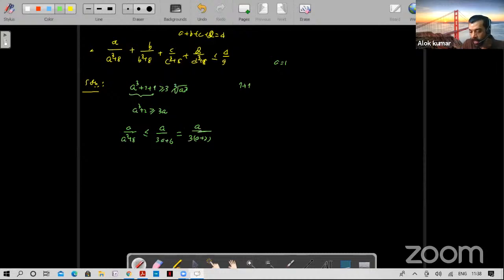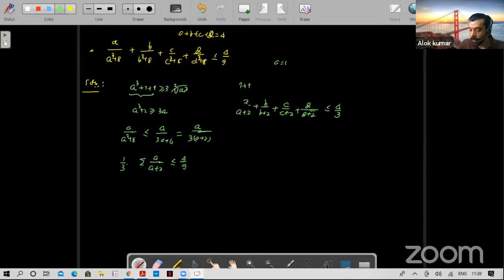Once I know how to deal with this term, other terms follow suit, and I can write 1 over 3 times sigma a over a plus 2. That gives me a over a plus 2 plus b over b plus 2. It's sometimes better to write in full. It gives you a feeling. Sigma somehow hides. So this is less than or equal to 4 over 3.